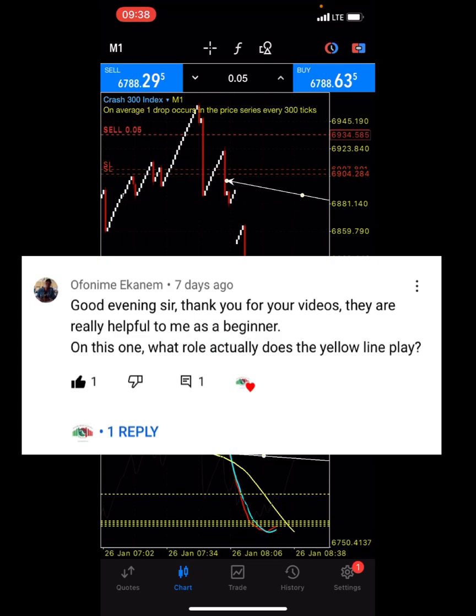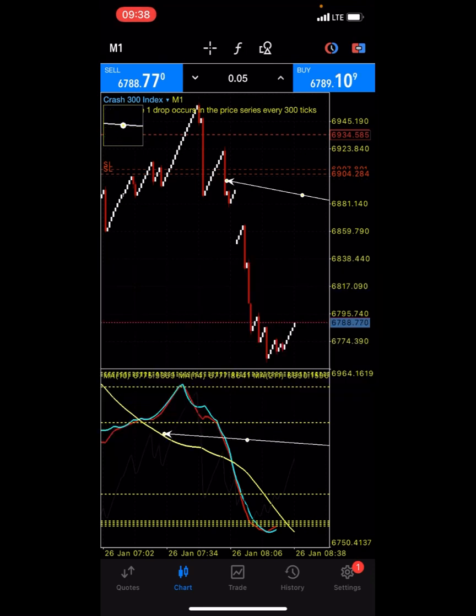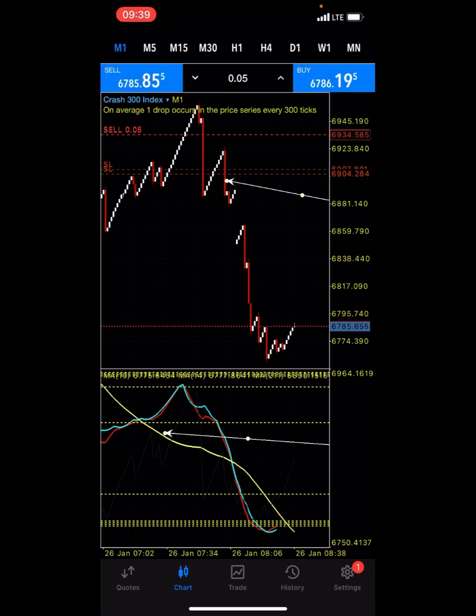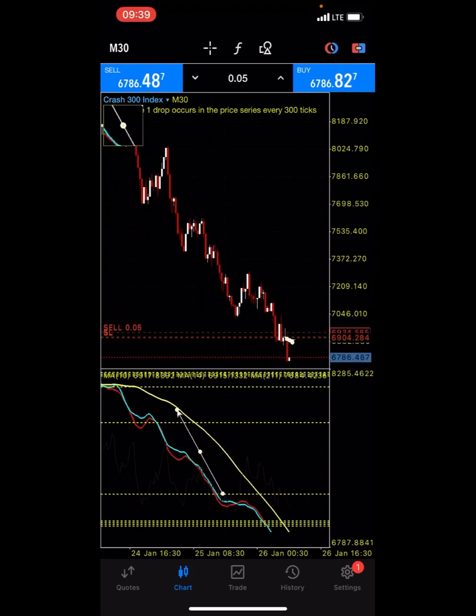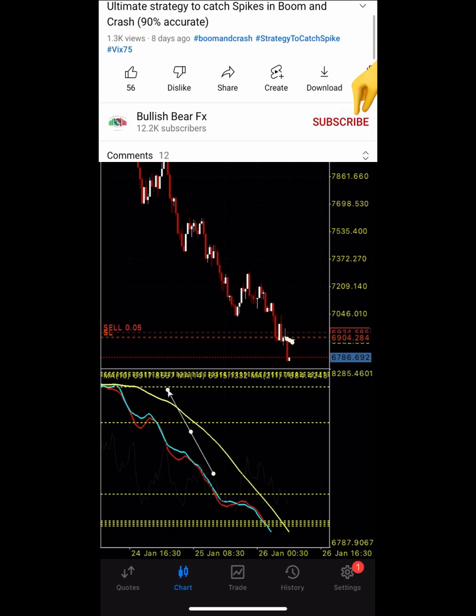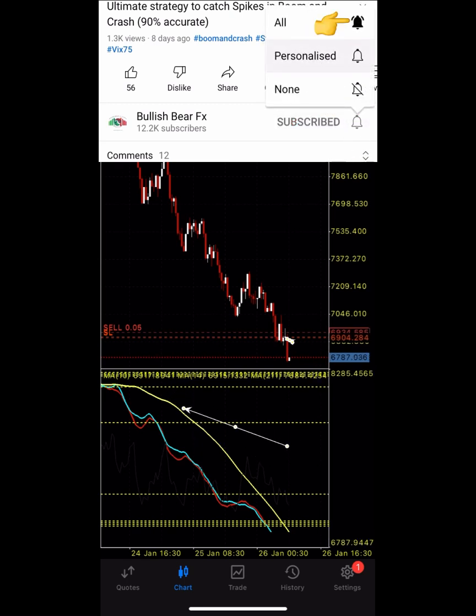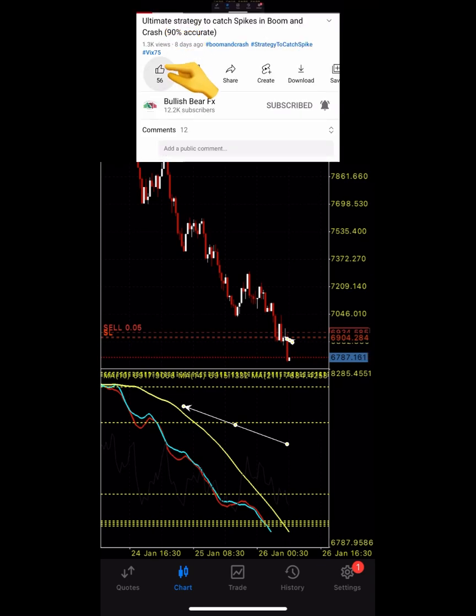Now, someone asked me in the previous video I made concerning this strategy, he said, what is the yellow moving average for? This yellow moving average is used to know the direction of the market. For you to be able to use it effectively, you want to go to a higher time frame. Let's say we use the 30-minute time frame. If this moving average on the 30-minute time frame is pointing to the downside, it means it's a downtrend. So you use this moving average mainly to know the general direction.